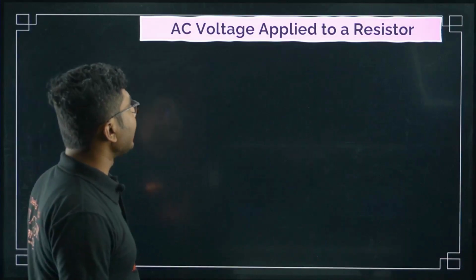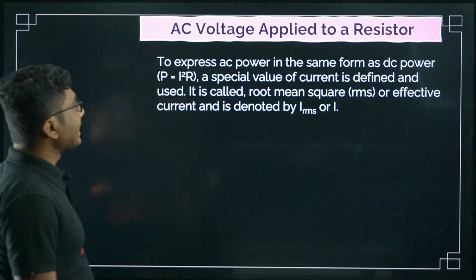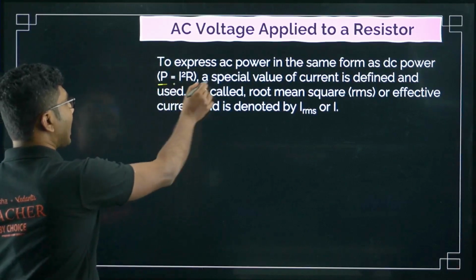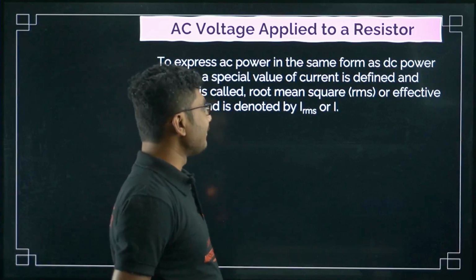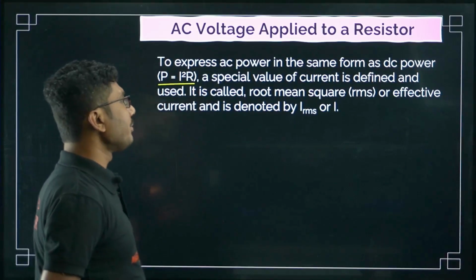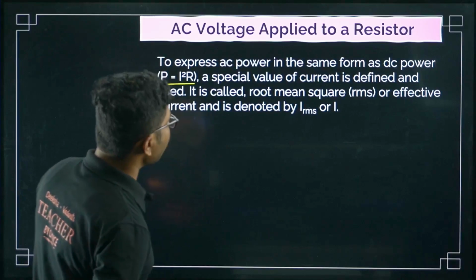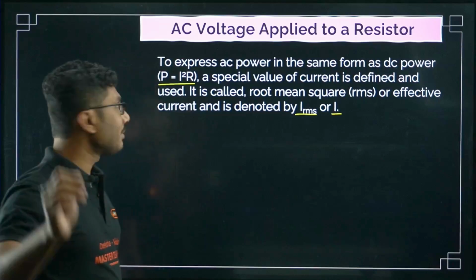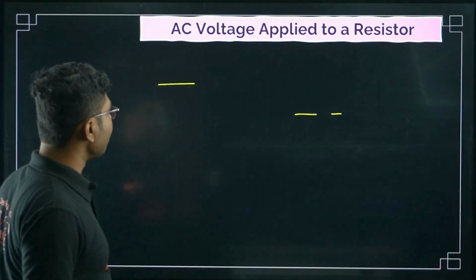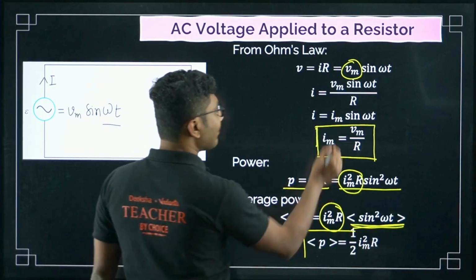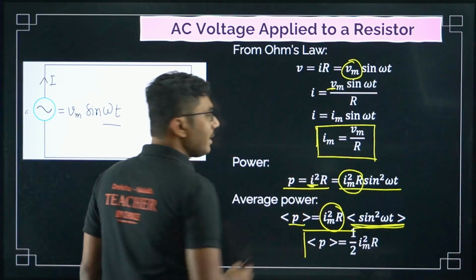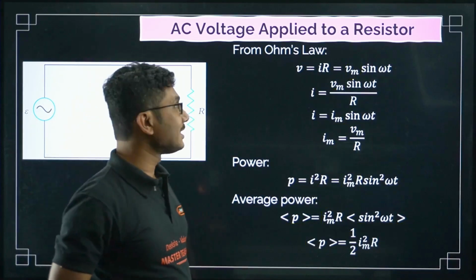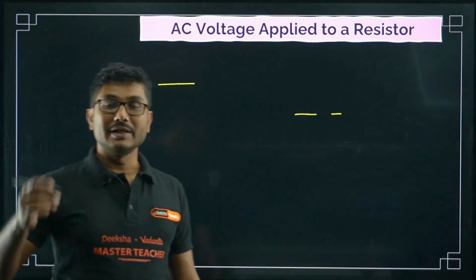Now let's move on to the next part, that is to express AC power in the same form as DC power. P equals I square R, as a special value of current is defined and used. It is called root mean square, RMS, or effective current, and it is denoted by capital I RMS or sometimes capital I. Now you have to remember that in the previous case, if you followed me, all the currents and voltages were small letter, but in the previous chapters, current electricity chapter, all the voltages and currents we generally used capital letters.